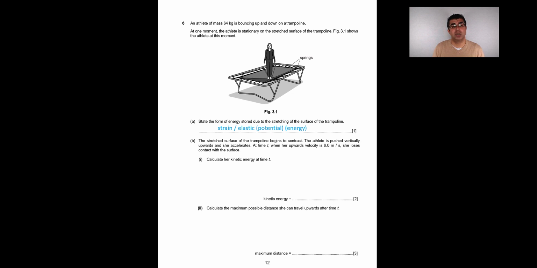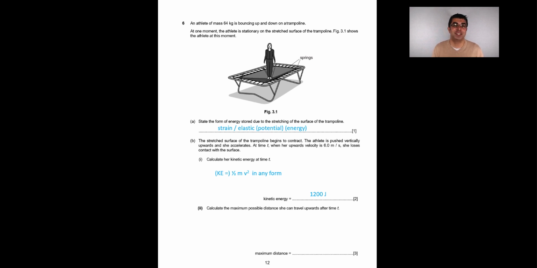In other words, here all they're looking for is kinetic energy is a half mv squared, or mv squared divided by 2. We know her mass already. They've told us the velocity of 6 meters per second, so it's a half times 64 times 6 squared, which gives you 1200 joules. Calculate the maximum possible distance she can travel upwards after time t.